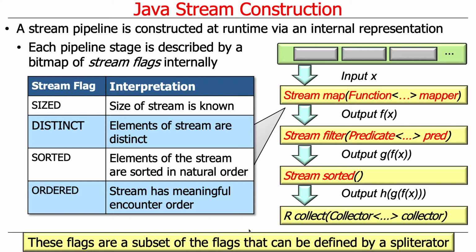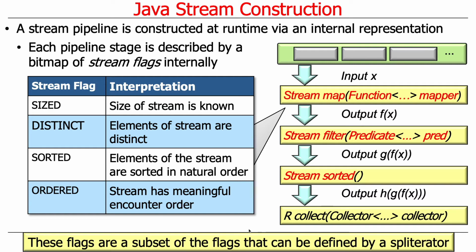Sorted. Are the elements of the stream sorted in natural order? Well, again, if we have a list, we don't know if they're sorted, so we're going to assume they're not sorted. But if the source of the stream is, let's see, what would be a good example, a TreeSet, then we know that it's going to be sorted. HashSet, not so much, but a TreeSet, it'll be sorted. And then finally, ordered. Does the stream have a meaningful encounter order? That basically says if you go through the stream in an iterator-like manner from beginning to end, will the order mean something? And again, some sources have meaningful encounter order, like a list does.